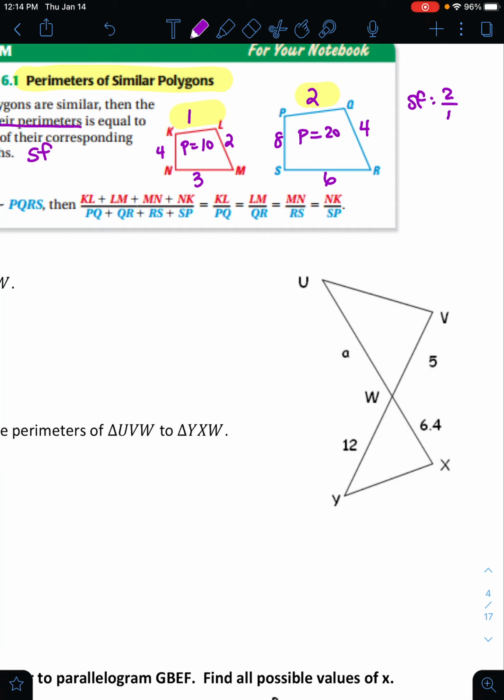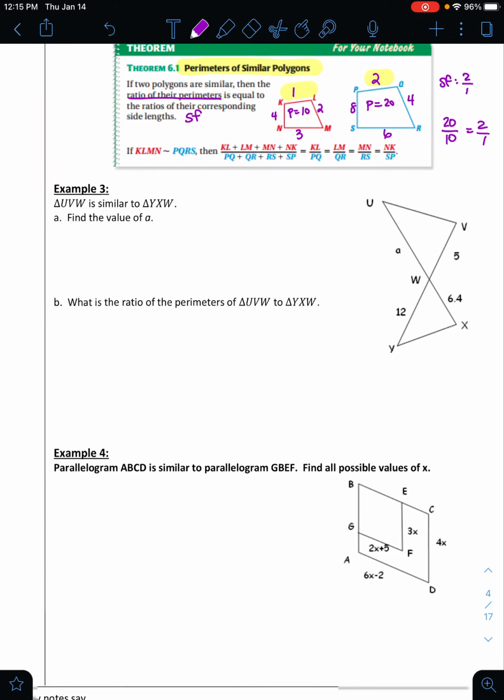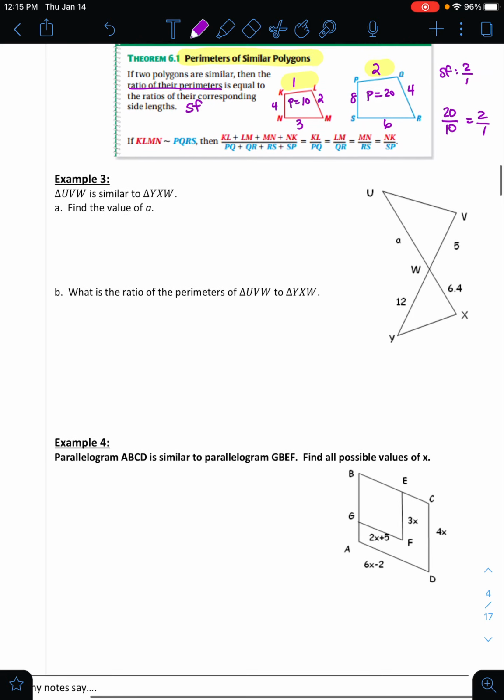So if I put the perimeters into a ratio, do you see how I just get the scale factor? What this theorem is saying is, what if I don't know all the side lengths? What if I was just told the two shapes are similar, the scale factor is 2, and the perimeter of the red one is 10. What's the perimeter of the blue? You would be able to say it's 20 because it's got the same scale factor. All right, so this will come into play in a few examples here.